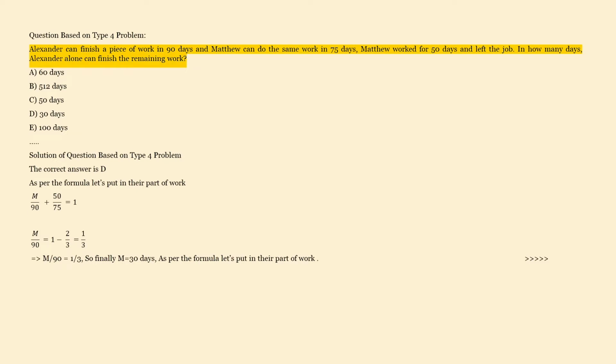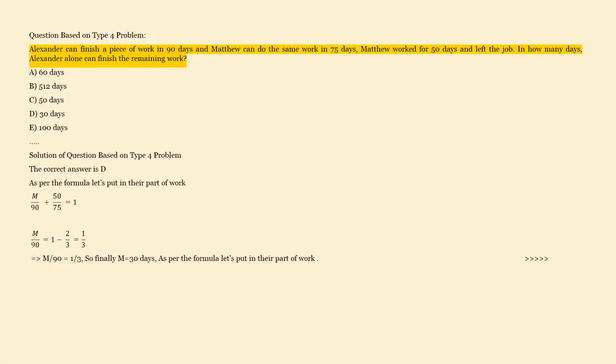Here we can see that 50 upon 75 we can easily cancel by 25, which will become 2 upon 3, and this 2 upon 3 will go to the right hand side, so 1 minus 2 upon 3 will become 1 by 3. So the equation will be x upon 90 is equal to 1 by 3. We'll calculate the value of x, which will come to 30 days. So Alexander will take 30 days to finish this work. This is the very simple method to solve these kinds of questions.